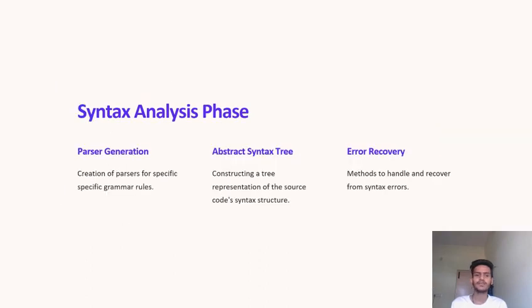Syntax analysis phases. In syntax analysis phases, we have three types: parser generation, abstract syntax tree, error recovery. Parser generation: first, we will see creation of parsers for a specific grammar rule. Then construction of a tree representation of a source code syntax structure is the abstract syntax tree. Now, error recovery, a method to handle and recover from syntax errors. Let's move to the next slide.